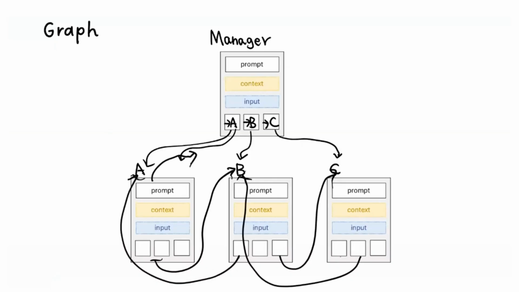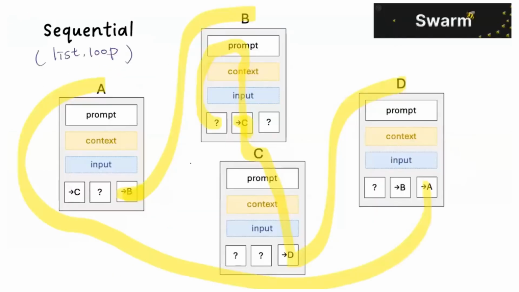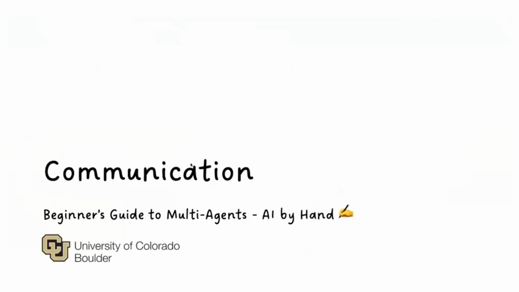So that's a very arbitrary graph you could define beforehand that works for your business process. You start to see examples like a graph. So in terms of process, the easiest is the sequential one, like a list, then a loop, or a tree, or a graph. Okay. And let's talk about communication.